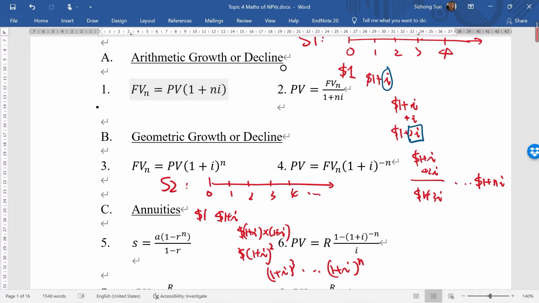Okay, so now strategy 1, I got $1 in year n.